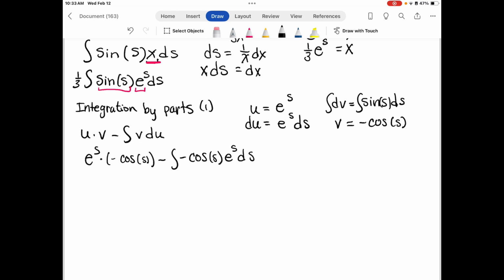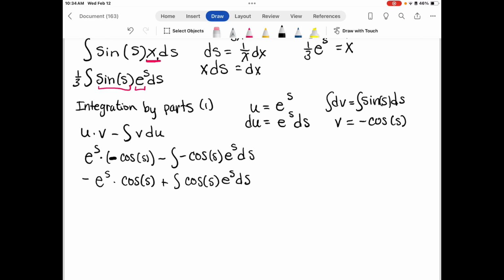Now let me simplify this a little bit. Let's see. This negative here, I'm going to pull it out in front. And then I have a double negative, so I'm going to make that a plus integral of cosine s e to the s ds. Now all of this, I forgot to put that in front. Remember from the very beginning, I had that 1/3 that I had out in front. I don't want to forget that. So this is all going to be with a 1/3 in front.